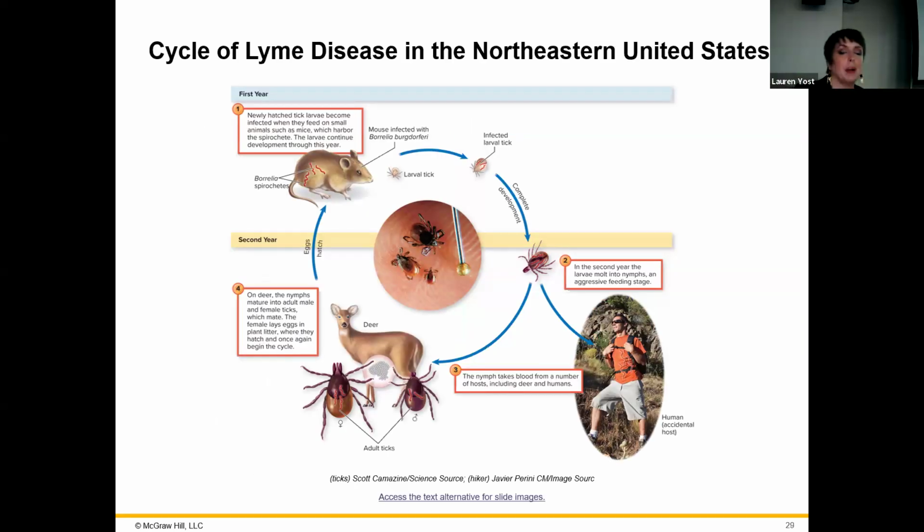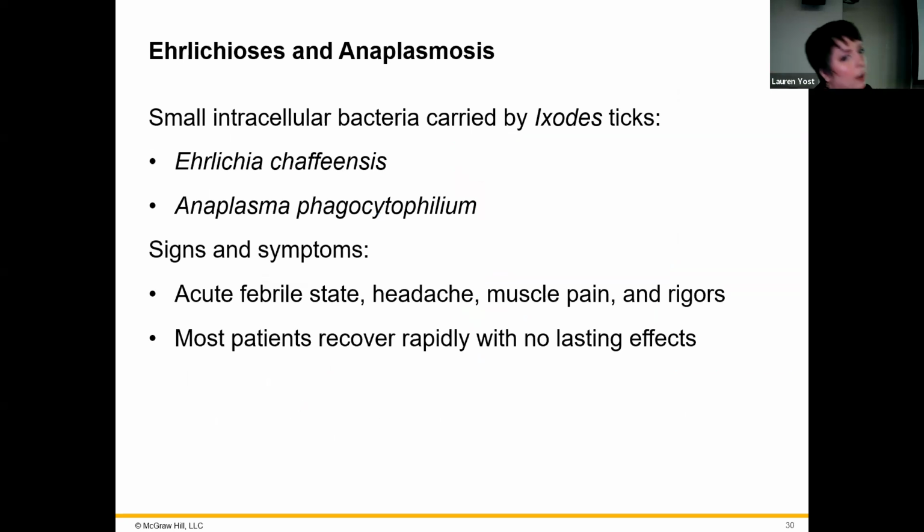Again, it's transmitted by tick bites. It's maintained within mammal populations in the wild, and then you get bitten by a tick and it gets transmitted that way. Next is ehrlichiosis and anaplasmosis. These guys have a very similar disease progression to one another, and it's usually something you're going to recover from on your own without having to have antibiotic treatment.